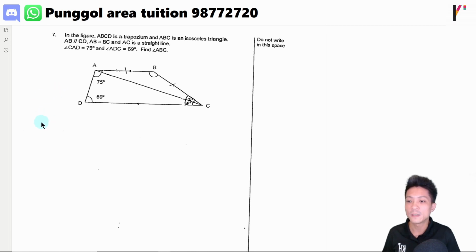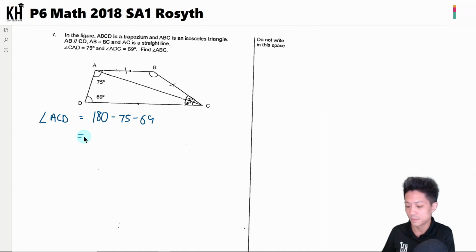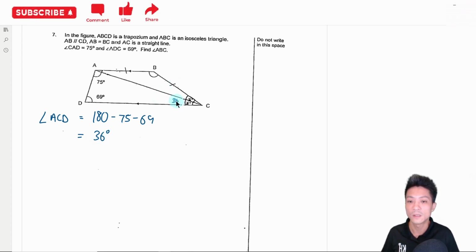So the first angle that I want to find is angle ACD. Using triangle ACD, I'm going to use 180 minus 75 minus 69. This will give me 36 degrees. So this is 36, and using the alternate angle, this is also 36 degrees.